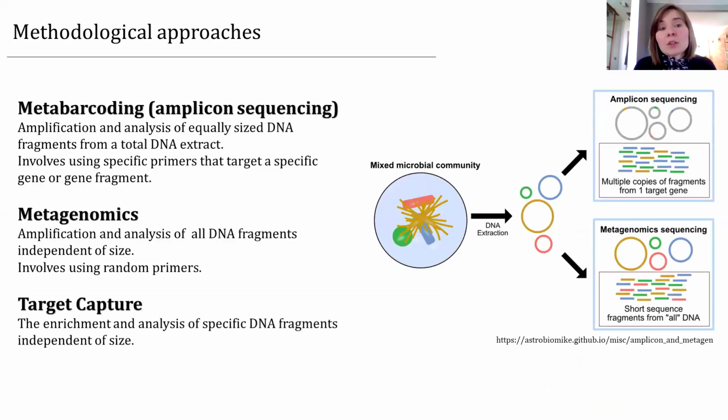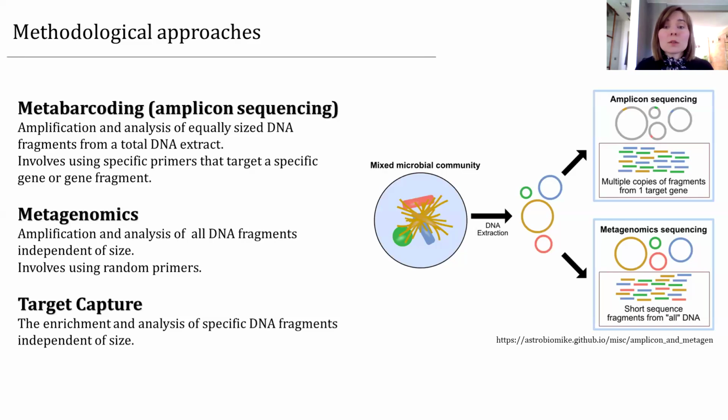There are a few methodological approaches to study the community structure, the community composition. The first one is so-called metabarcoding. In metabarcoding, you just amplify equally sized fragments of the target group of organisms. This target group of organisms can be quite broad. It can be, for example, eukaryotes or prokaryotes, or more narrow. So we have, for example, markers for foraminifera, for diatoms, radiolaria, fish, and so on.